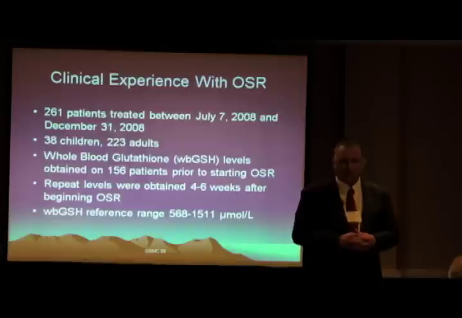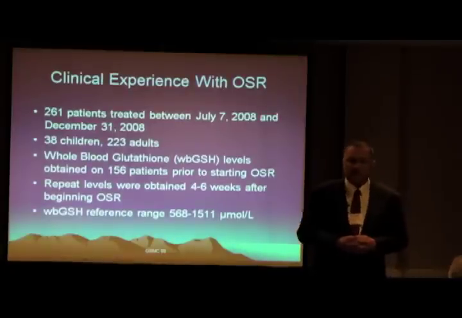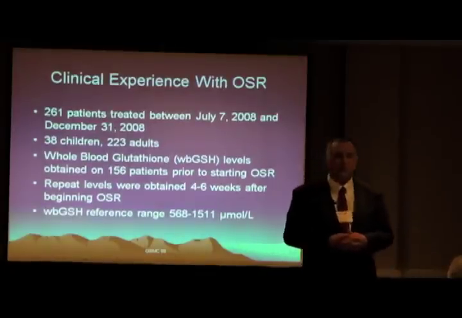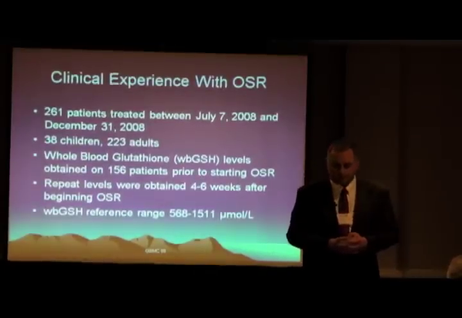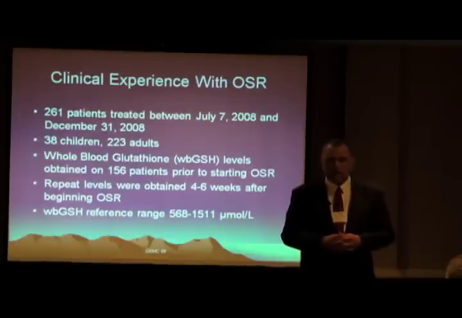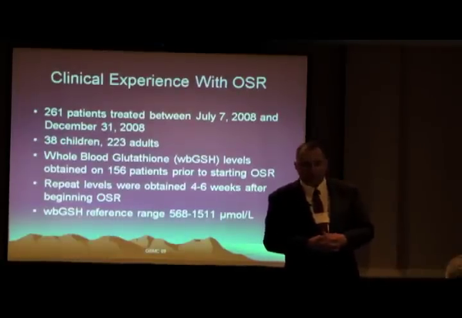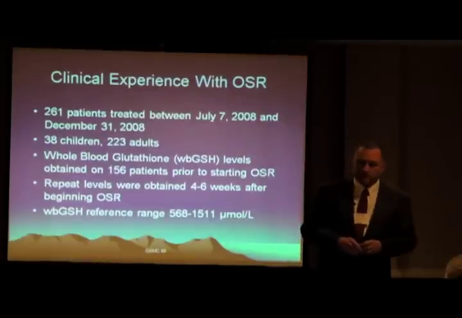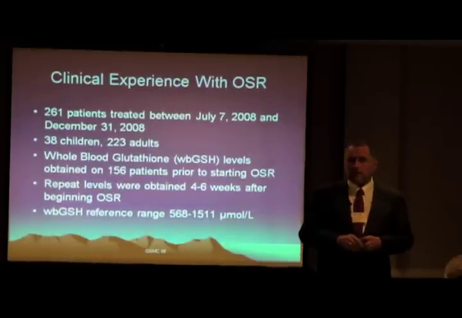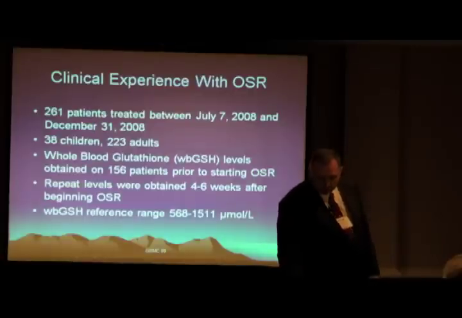We did whole blood glutathione levels on 156 patients prior to starting the OSR. Repeat levels were obtained anywhere from 4 to 6 weeks after beginning the OSR. Now, the reference range for the whole blood glutathione at the lab I was using was 568 to 1,511 micromoles per liter.